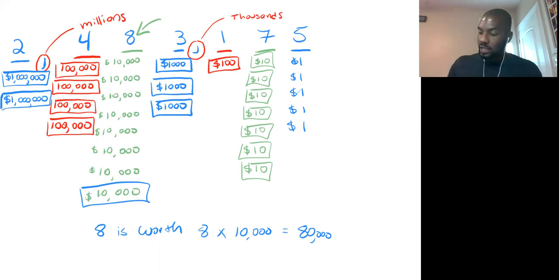If I asked you where's the 7, you would say, oh, the 7 is in the tens place, because tens represent that spot. If I asked you where the 2 was, you would say the 2 is in the millions spot. Why? Because it represents millions of dollars, right? It represents $2 million. And that's how that works. So let me give you one more problem, and let's see if you can figure out each spot.